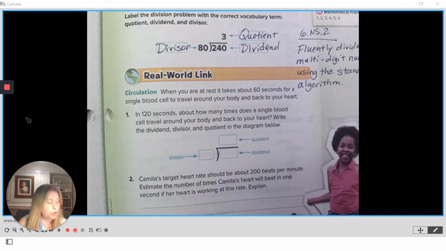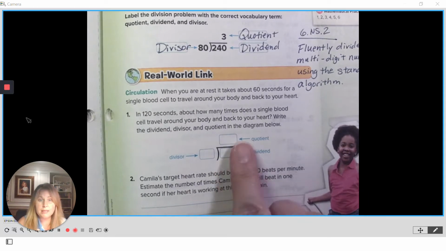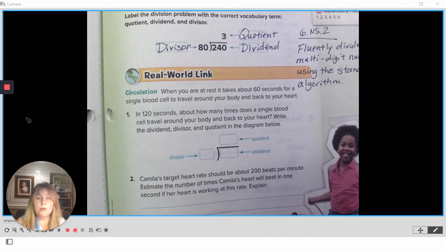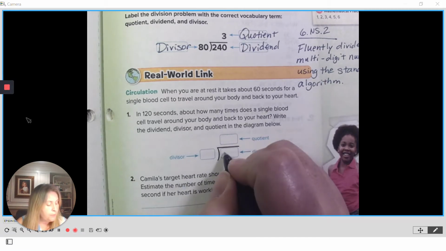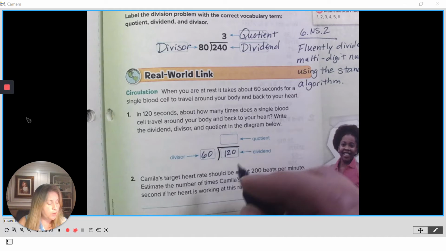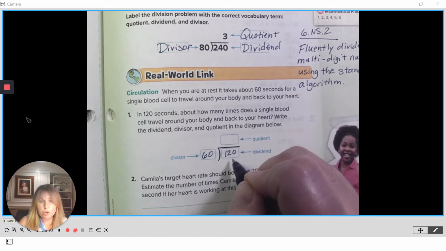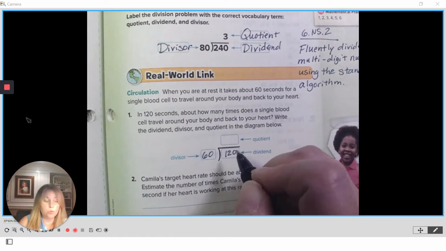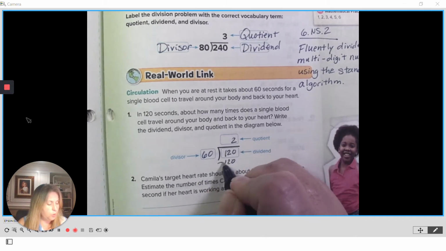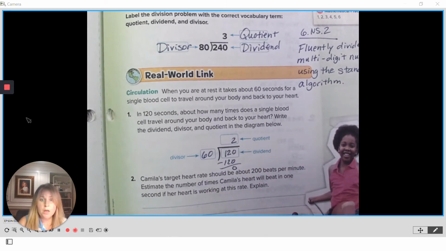So if we have 120 seconds and it takes 60 seconds for it to go through once, how many times will it go through your body in 120 seconds? So the 120, we want to know how many times 60 will go into that 120. We know 6 times 2 is 12, so 60 times 2 would give us 120.